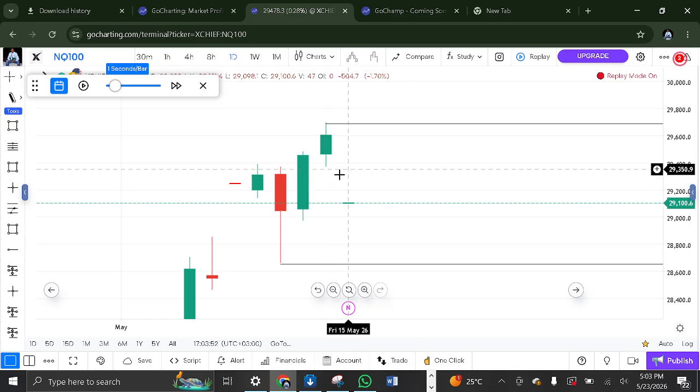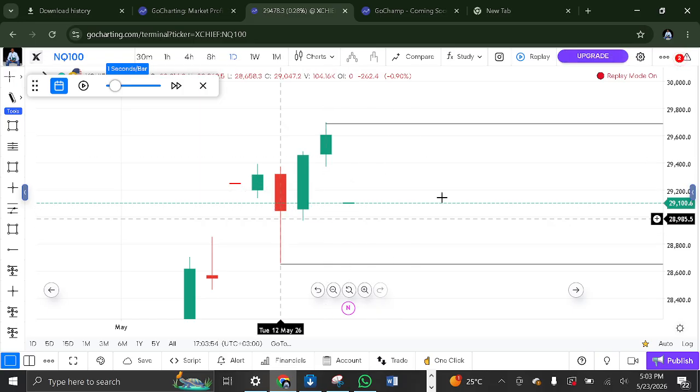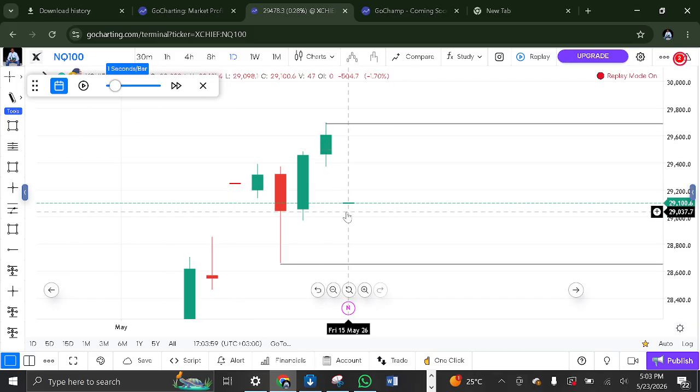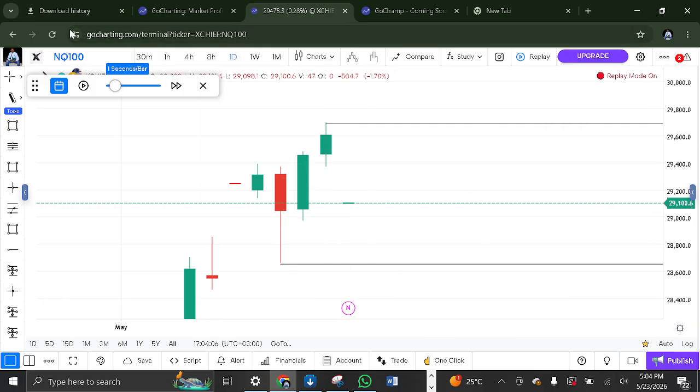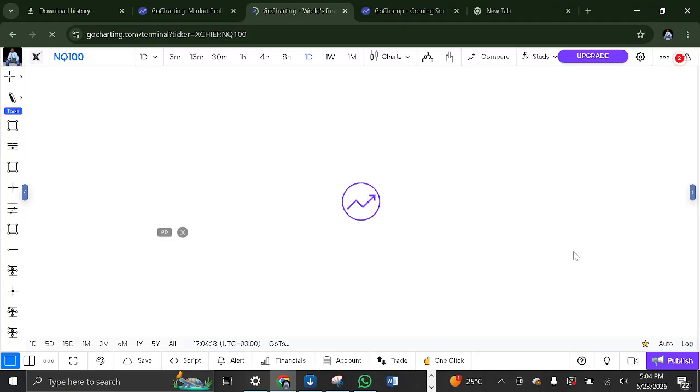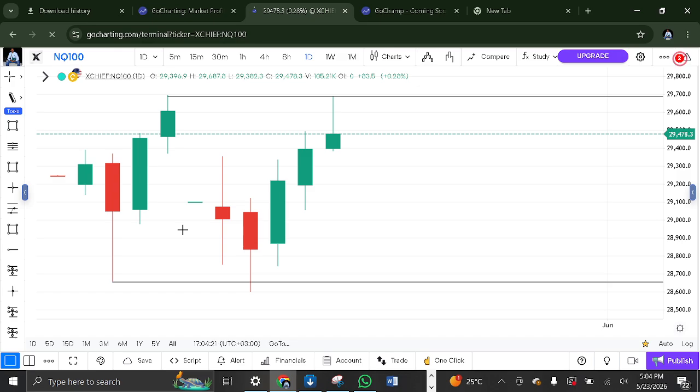I don't know, we are lacking some candles over here, but it's okay. Since we have this level, this was the Friday. I don't know why this is doing like this. Let me maybe refresh this so that we get a clear chart. It seems it's like that.